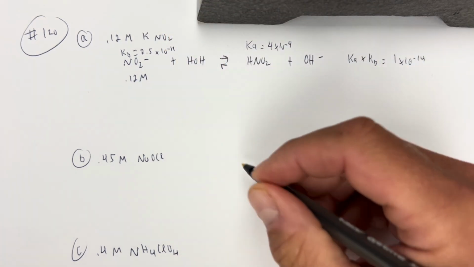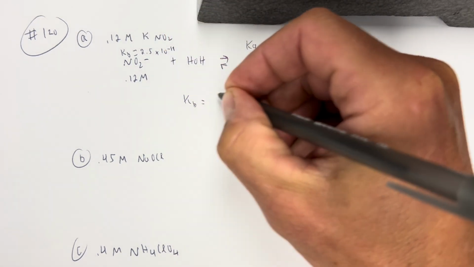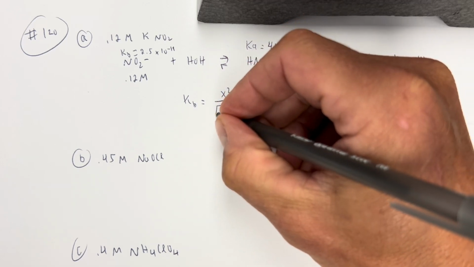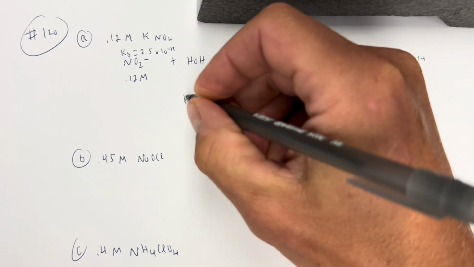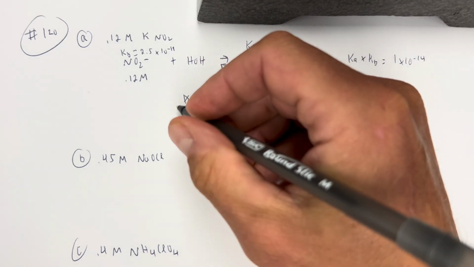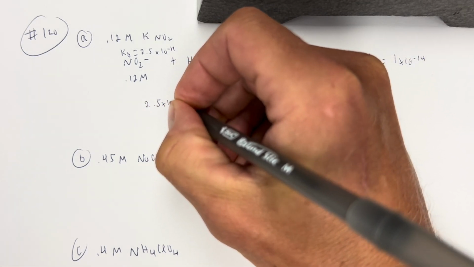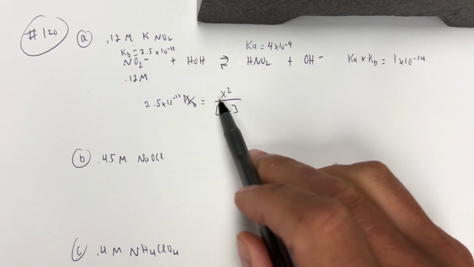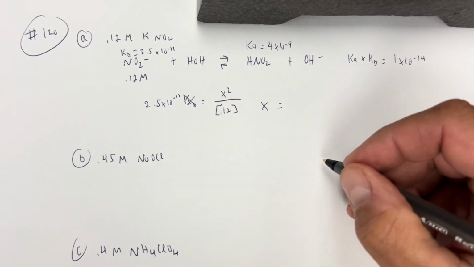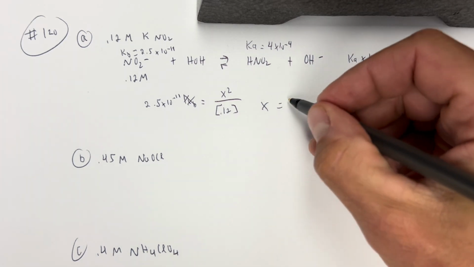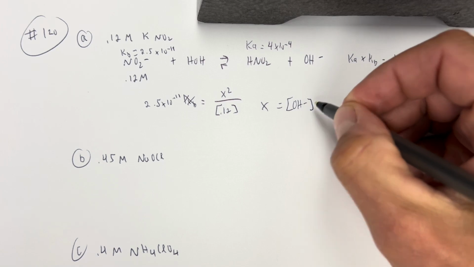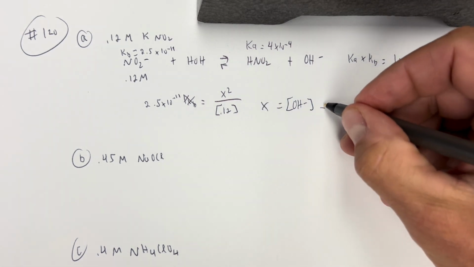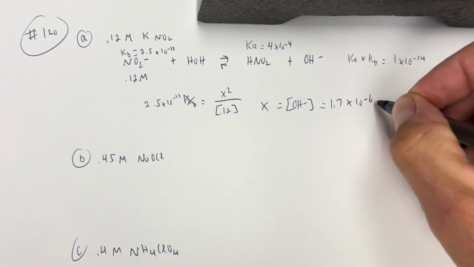Any weak acid or base, if I take its Kb value, equals x squared over the initial concentration. So the Kb value out here, 2.5 times 10 to the negative 11th. So cross multiply, square root, get your x. And x is going to be our concentration of OH negative in this case because it is a Kb value. It'll also be the concentration of your weak acid, but it is 1.7 times 10 to the negative 6 molar.